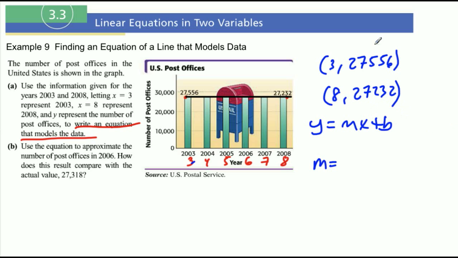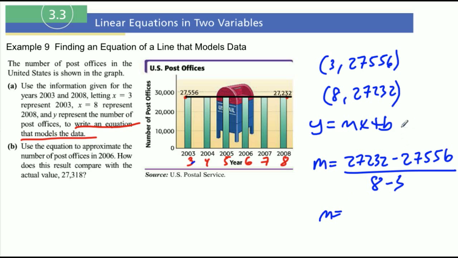Okay, so I'm going to subtract the y coordinates. And it doesn't matter if I do it from left to right or right to left. I'll just go from here. So I'll do 27,232 minus 27,556, and we're going to divide that by 8 minus 3. If you do that, then we'll get a negative 324 on top. We'll get 5, and so we want to have a nice decimal here. We get negative 64.8. Okay, that would be our slope.